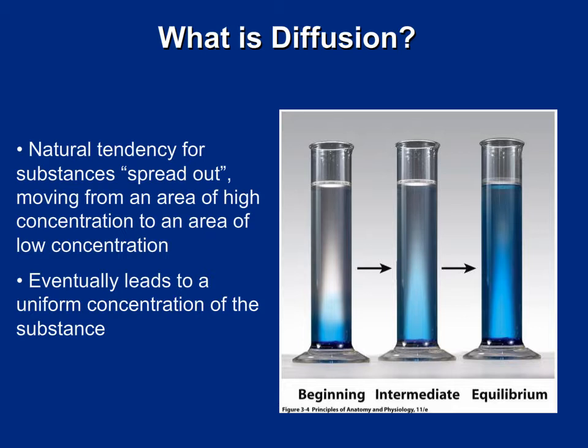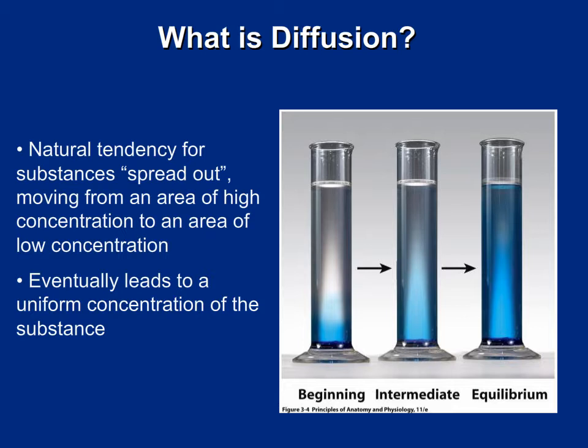For example, take a look at the figure at right, and you can see in the leftmost beaker that I've just placed some food coloring molecules in the beaker of water. Now initially, these food coloring molecules are most abundant or most concentrated at the bottom of the beaker. But look what happens over time. The dye molecules begin to spread out and out until at the right hand side of the screen you can see that the food coloring molecules are equally distributed throughout the beaker of water. And this is a characteristic of diffusion, and that it eventually leads to a uniform concentration of the solute in the solution.